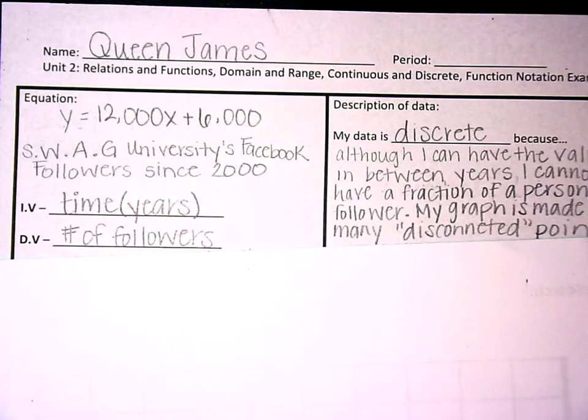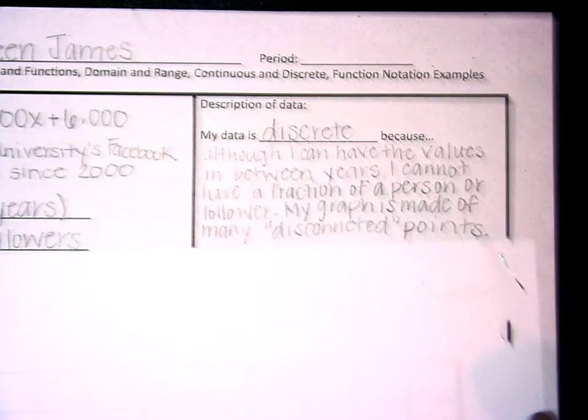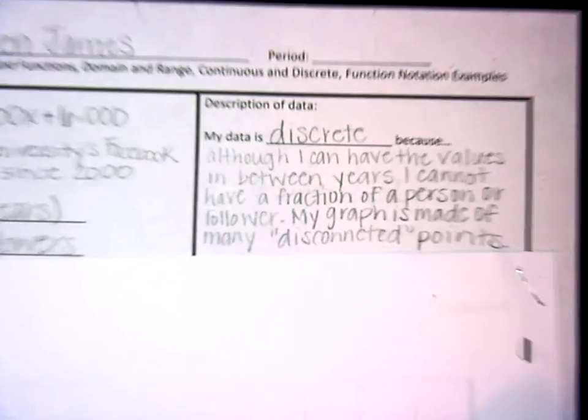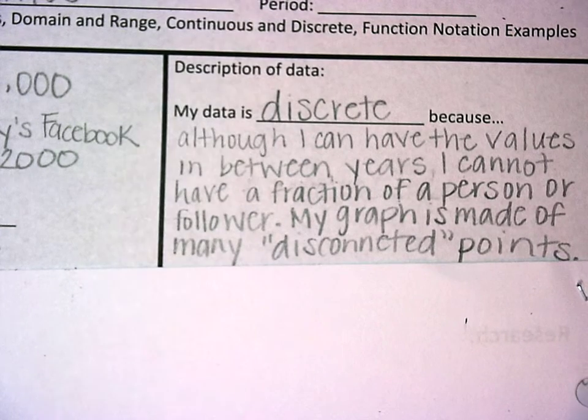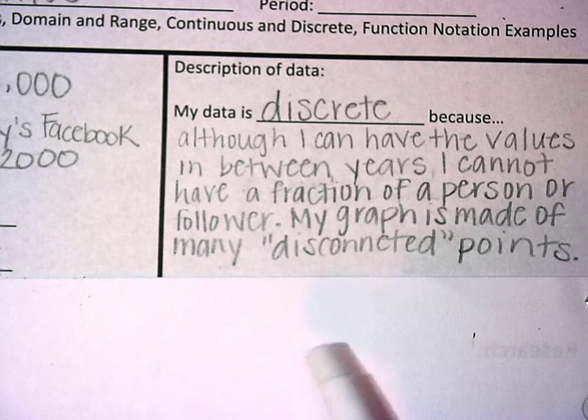So for my description, to describe my data, I know that my data is discrete because although I can have values in between years, I cannot have a fraction of a person or a follower. So when I draw my graph, it's going to be made of many disconnected points.